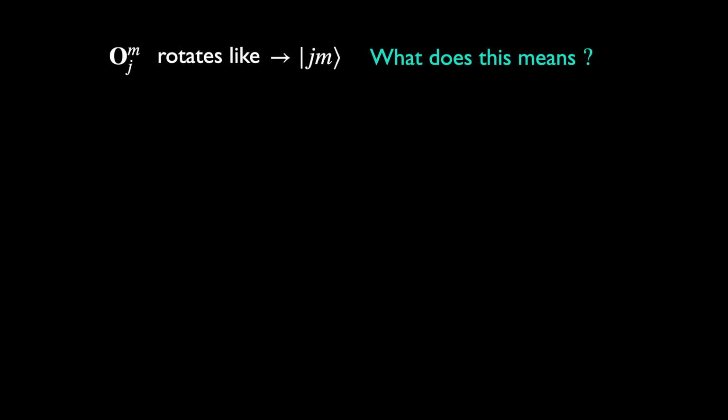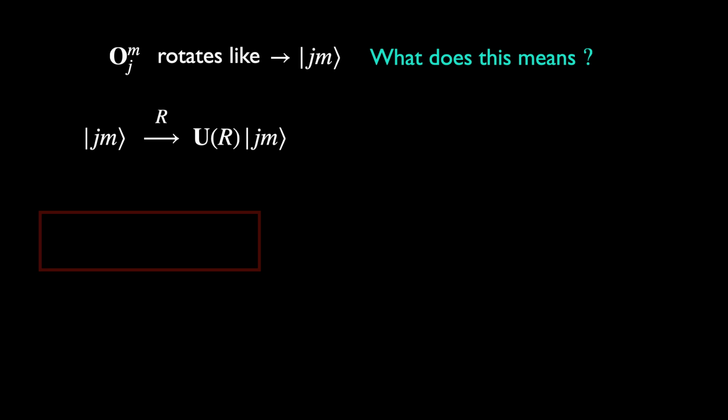Now we shall explain the key point to the proof of the Wigner-Eckart theorem. What does it mean to say that the operator O^J_M rotates like the state |J m>? Recall how an angular momentum state rotates. It is transformed by a unitary operator which represents the rotation.